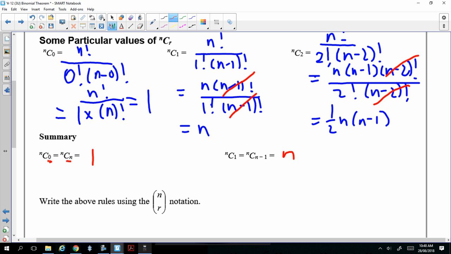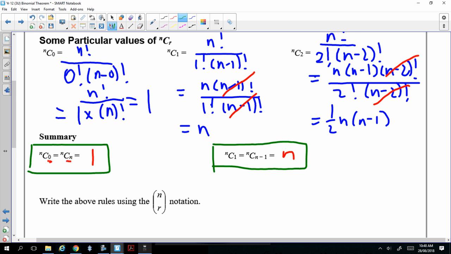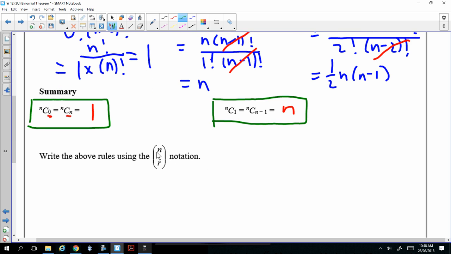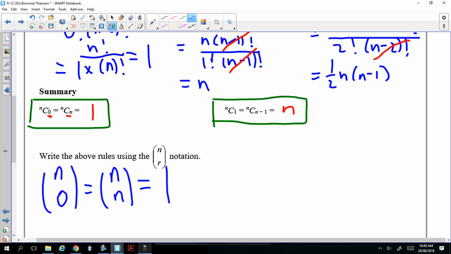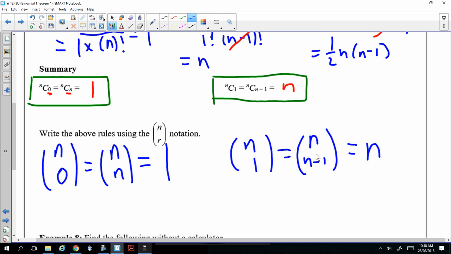And then I want you to write this result using the nr notation. So using the nr notation, we can write that as n choose 0 equal to n choose n, both equal to 1. This one you can write as n choose 1 equal to n choose n minus 1, also both equal to n. So you need to be familiar with both notations, the nCr notation and the nr notation. Okay. Let's put this rule into practice. We'll fill in the table below.